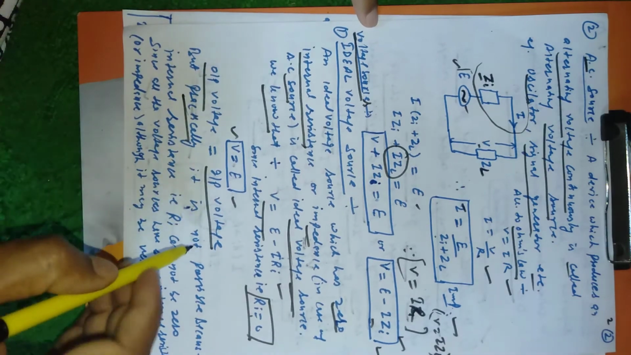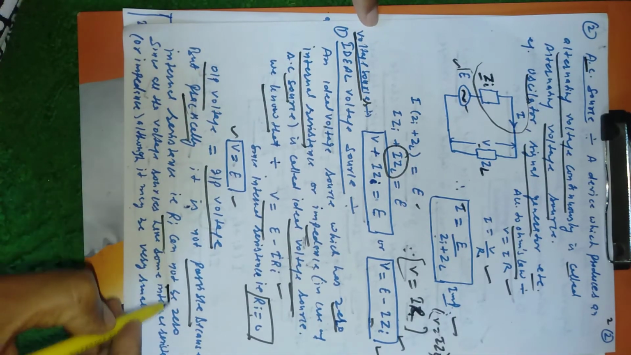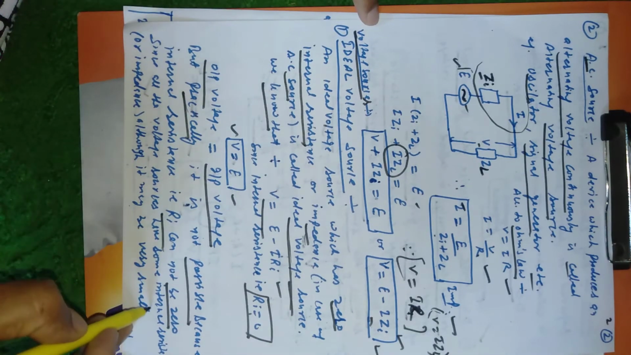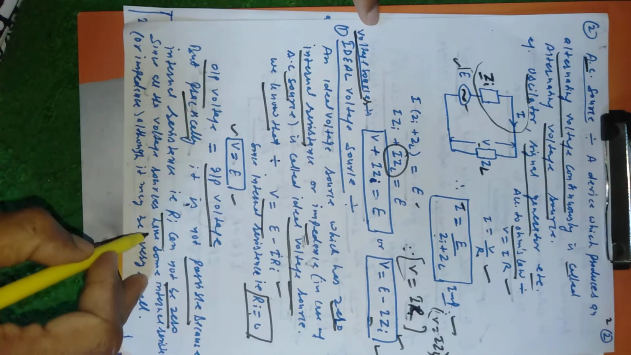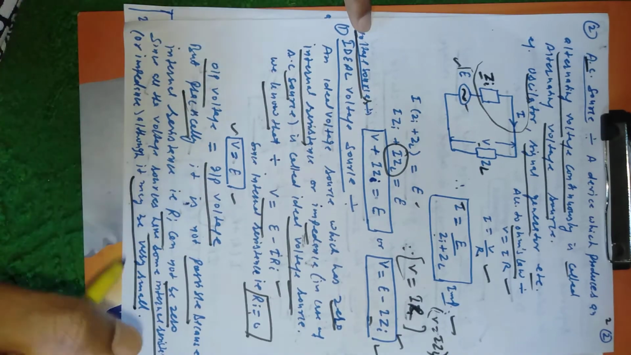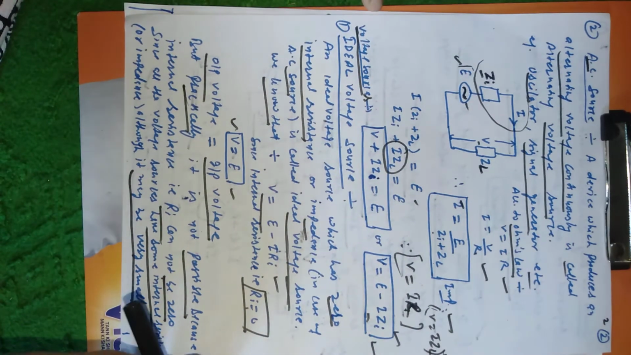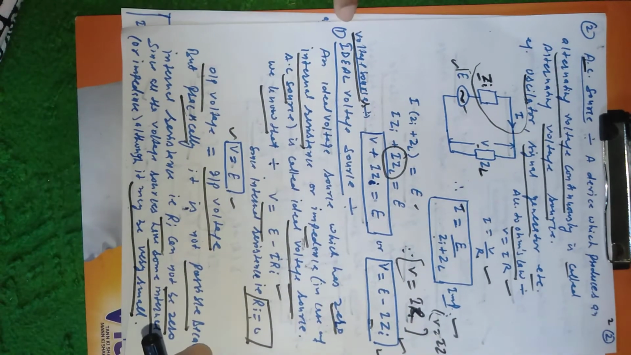But the ideal voltage source is not practically possible because internal resistance Ri cannot be 0. There should be some internal resistance. It may be very small, but there should be some resistance. There should be at least some amount of resistance present in the voltage source circuit. So this is the ideal voltage source.